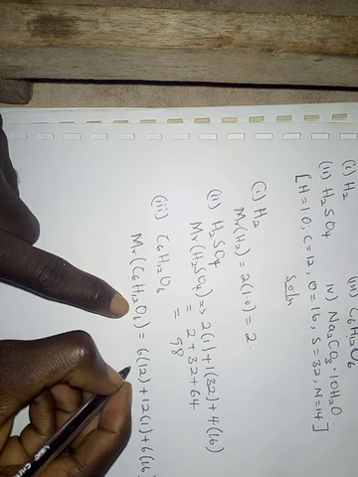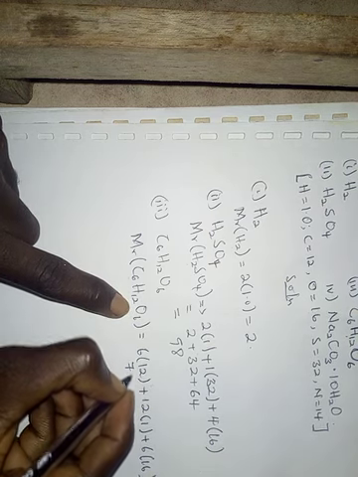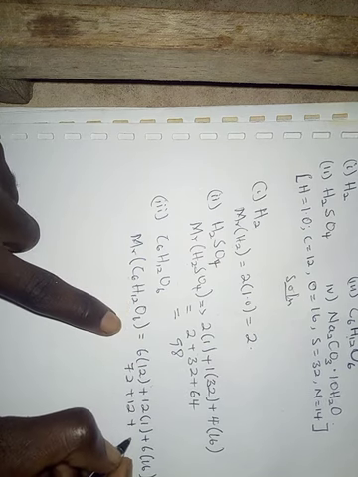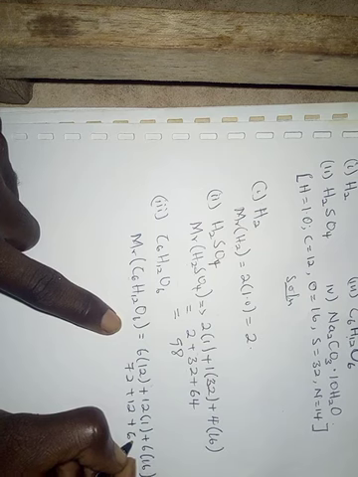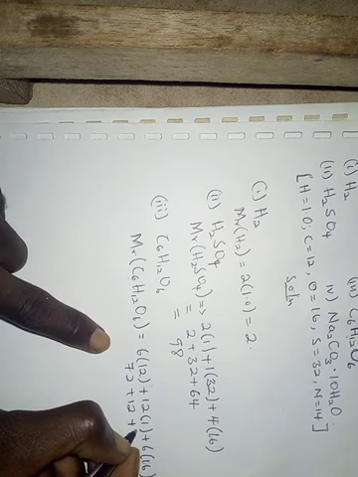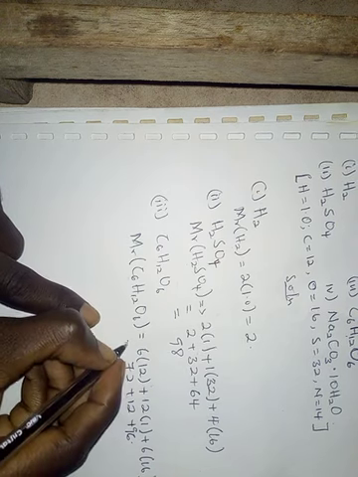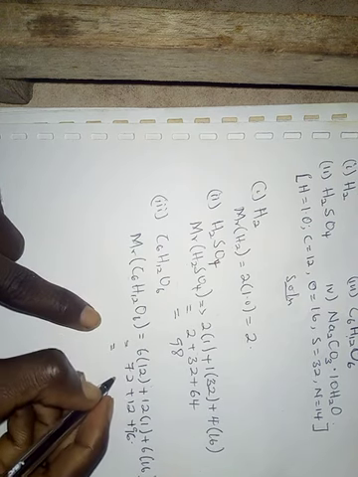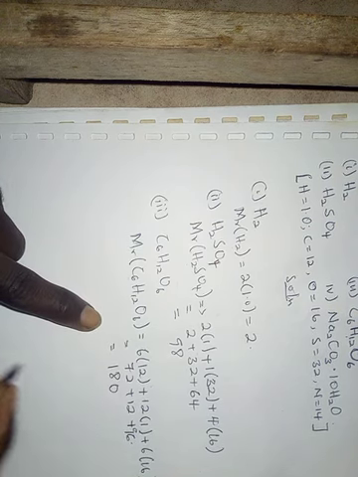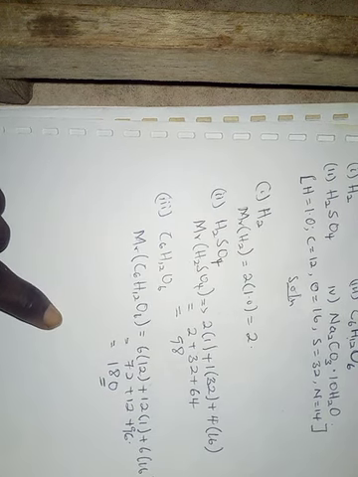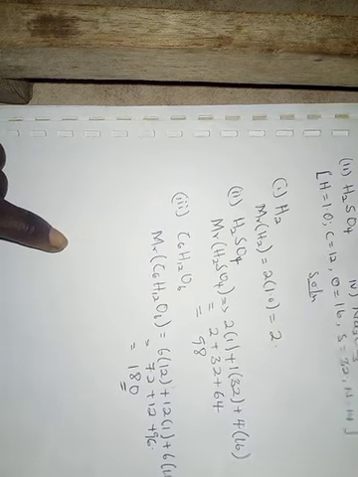This is 72 here plus 12 plus 96. Summing all these up, it is going to give us 180. So this is the molecular mass of the compound.